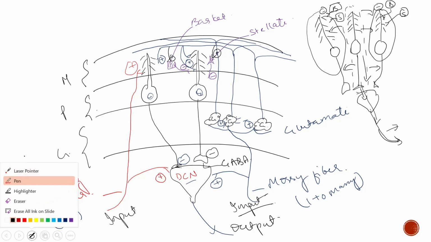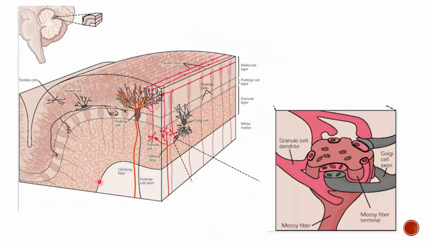But there is something more interesting which we have to see in this slide. So again, we are revising. It is worth revising because this comes as a question. You can say cerebellar circuits come as a question, right?